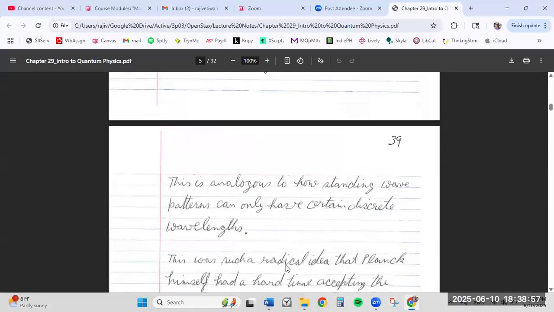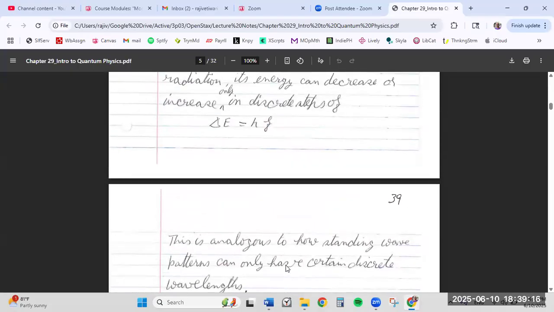This is analogous to, if you remember, the standing waves experiment from first semester, where you could have a one loop pattern of standing waves or two loop patterns or three loop patterns, but nothing like 1.5 or 2.5. So this is similar to that.